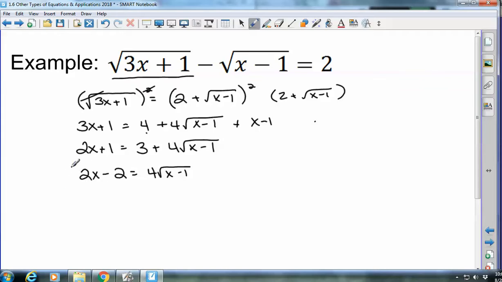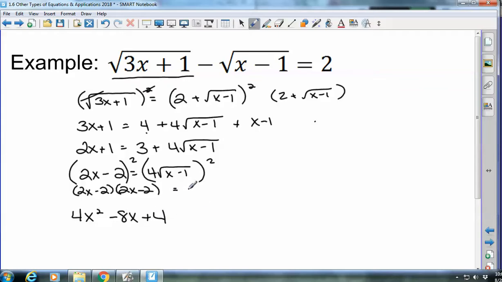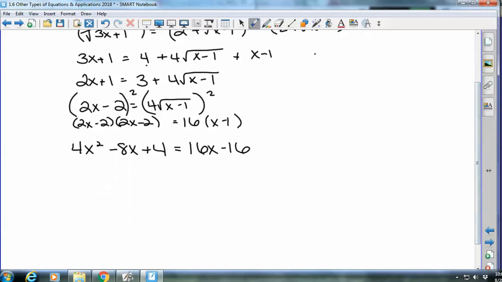squared. So over here, you have to realize I have this twice. So we get 4x squared minus 4x, so minus 8x plus 4. On this side, 4 squared is 16. Radical x minus 1 squared is x minus 1. So we get 16x minus 16.